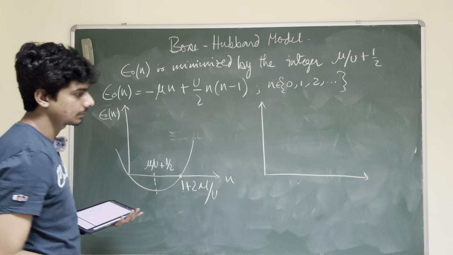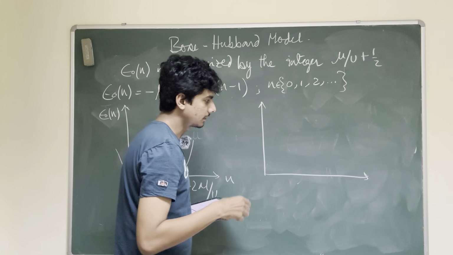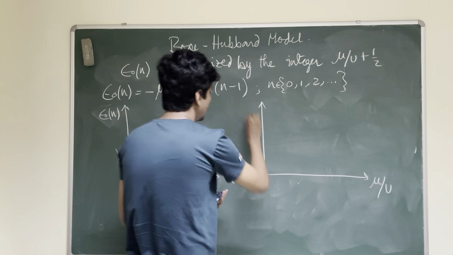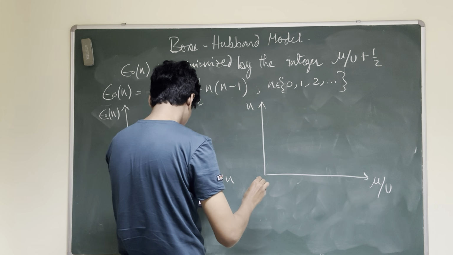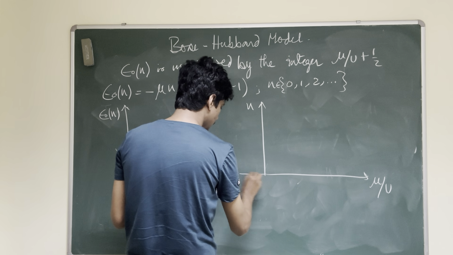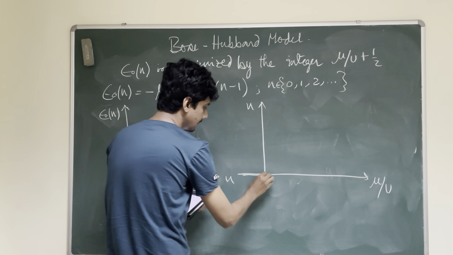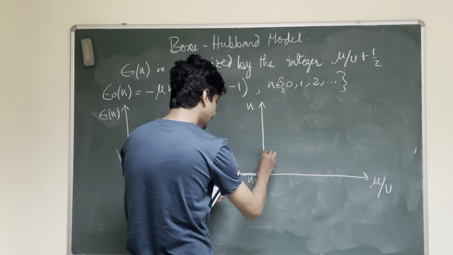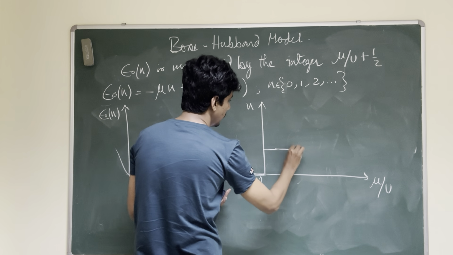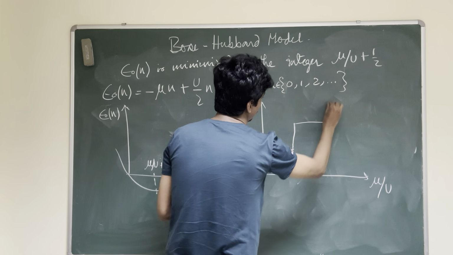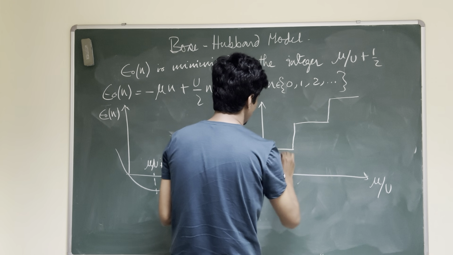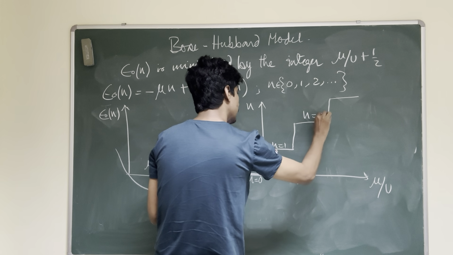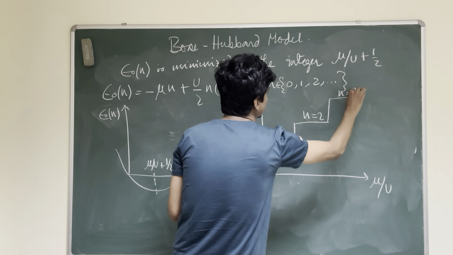Now, if I want to look at how the number density is occupied on the lattice points in terms of mu, then if I plot it here, this portion is n equal to 0, then n equal to 1, then n equal to 2 and so on. This part is n equal to 1, this part is n equal to 2, and this part is n equal to 3.